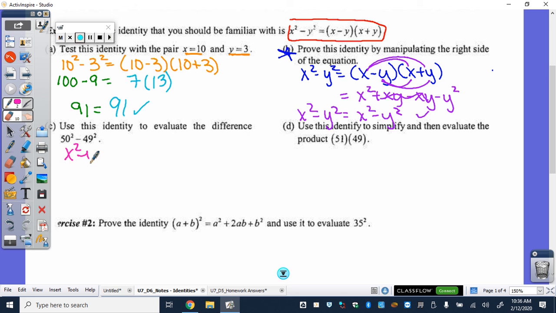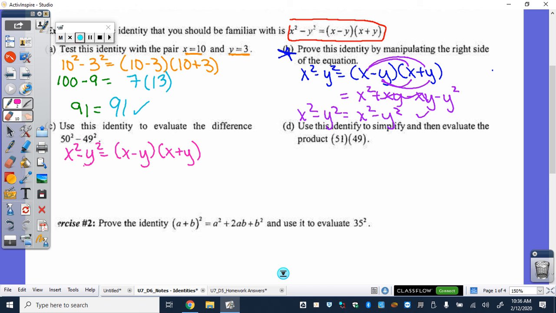So again, here's our identity. Which really, what is that identity actually doing? Just factored it, didn't it? Isn't this just our factoring? Two perfect squares subtracted factors into that. That's all that identity is. It's just the factoring rule.